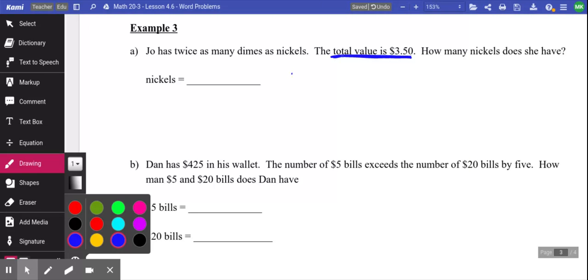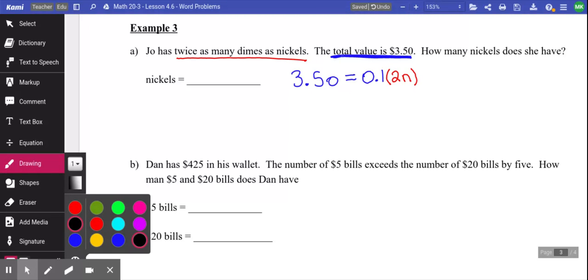Okay, the total value is $3.50. So we know that Joe has $3.50. We represent that with 3.50. And that's equal to all her money added up. So Joe has some dimes, right? And Joe has some nickels. We're going to start off with the dimes. So dimes are worth 10 cents, which is 0.1. We don't know how many dimes Joe has, but what we do know is Joe has twice as many dimes as nickels. So that means however many nickels there are, she has twice as many of those.